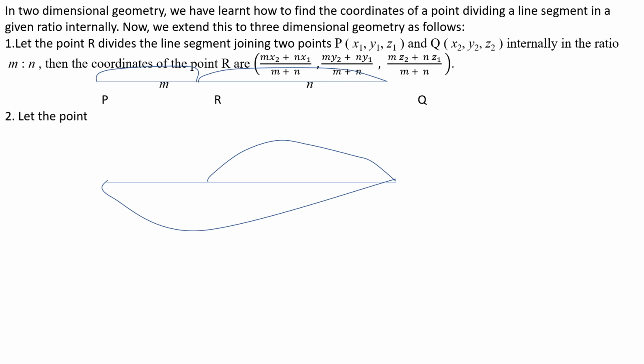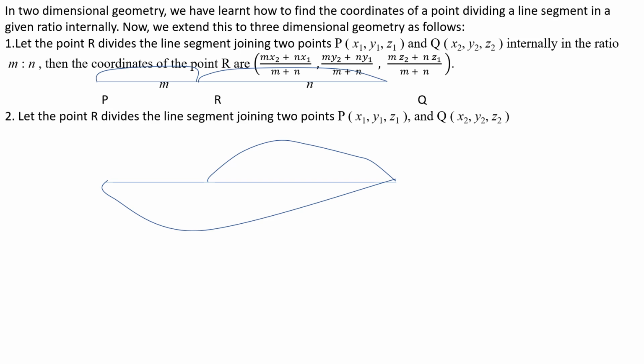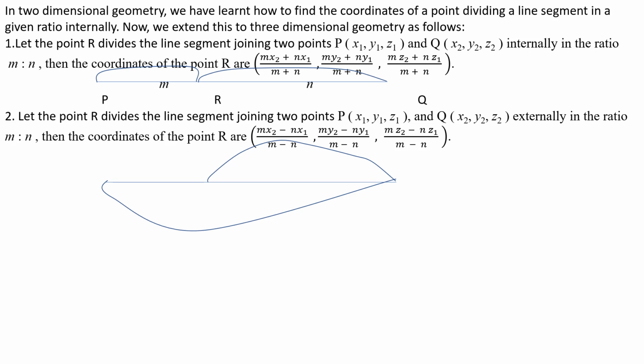Now come to the point number 2. Let the point R divide the line segment joining 2 points P (x1, y1, z1) and Q (x2, y2, z2) externally in the ratio m is to n. Then the coordinates of the point R are (mx2 - nx1)/(m - n), (my2 - ny1)/(m - n), (mz2 - nz1)/(m - n).